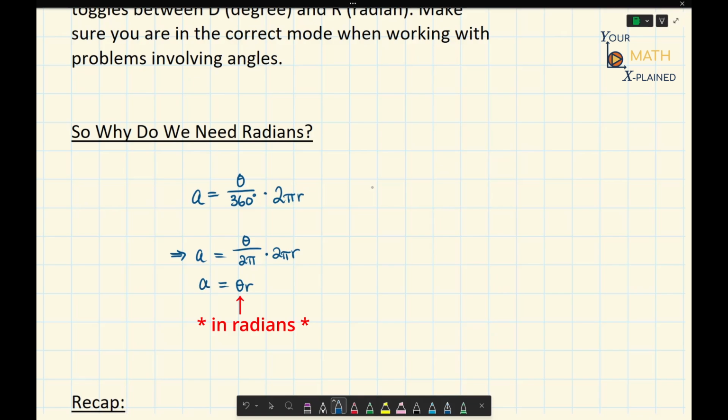So the arc length of a circle is actually just the angle multiplied by the radius. This formula is much simpler than before and no longer requires unit conversion, because we have chosen to use the angle measurement that directly relates to the geometry of a circle.